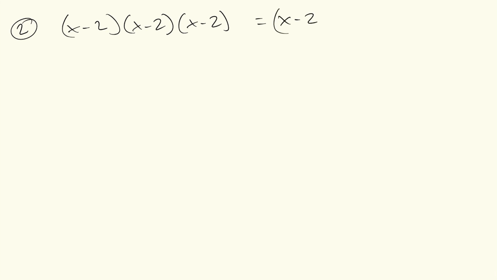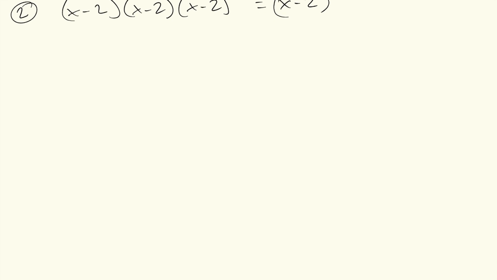Let's try the second example. x minus 2, x minus 2, x minus 2. Now feel free to pause the video and do this on your own, but x minus 2 as an exponent is simply x minus 2 cubed. And that's a monomial. Let's try a different example.